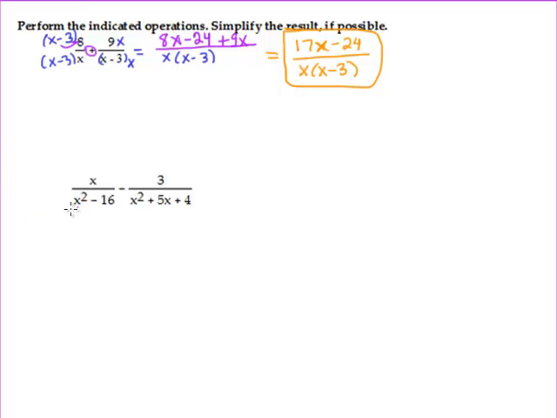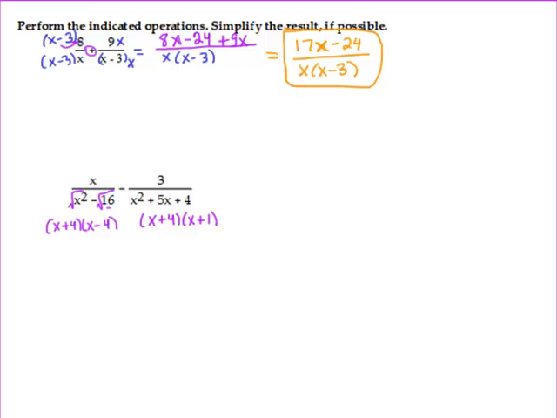On this one, x squared minus 16 has two terms. They have nothing in common, but if I square root them, since there's a minus sign, I can figure out, hopefully, that this is x plus 4, x minus 4. x squared plus 5x plus 4 factors: what multiplies to get 4 that adds to get 5? So x plus 4, x plus 1.